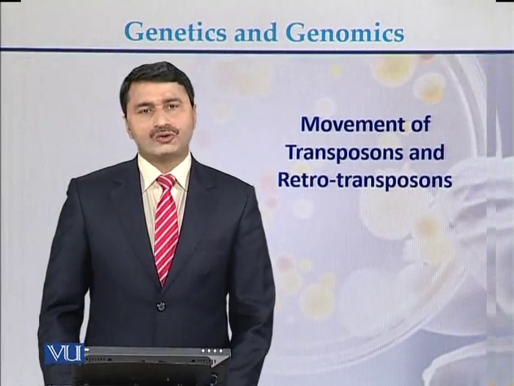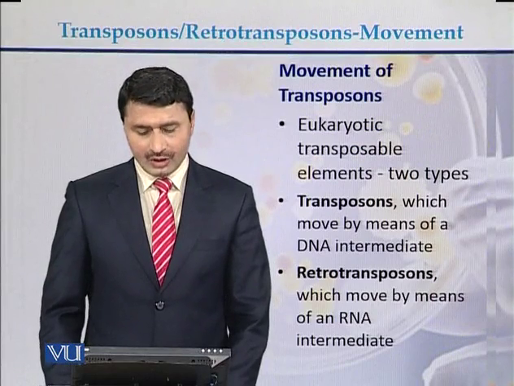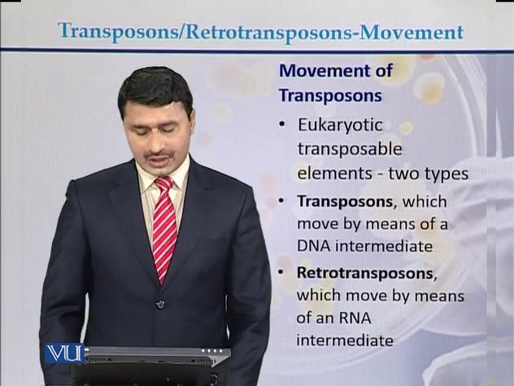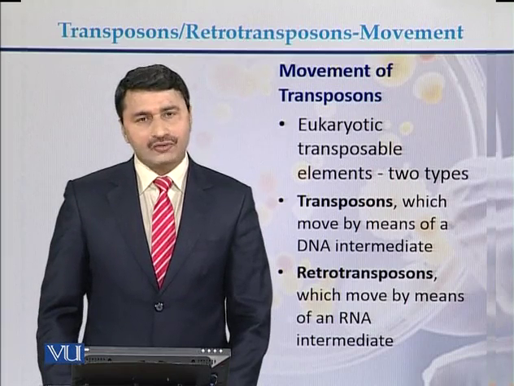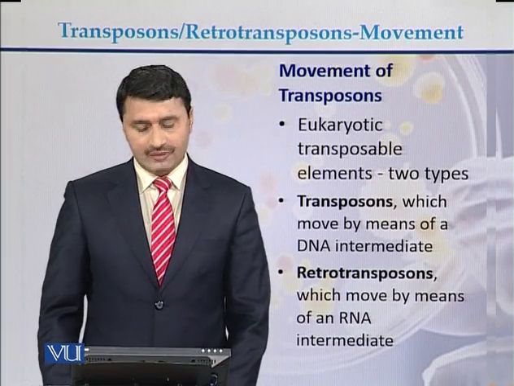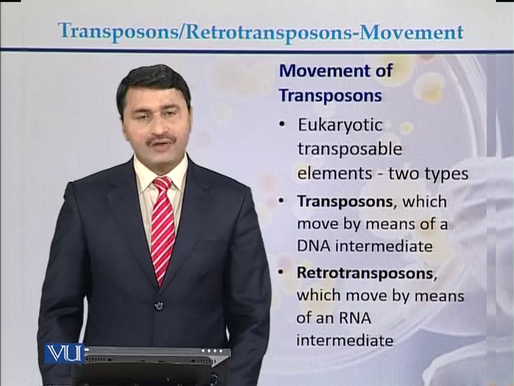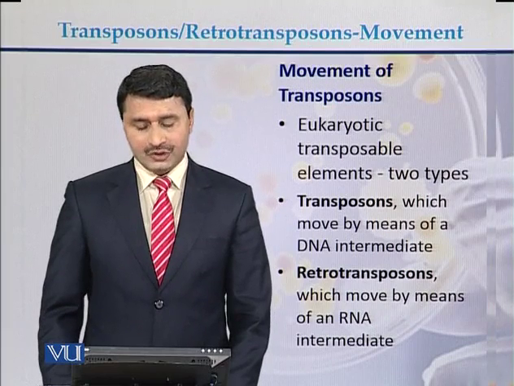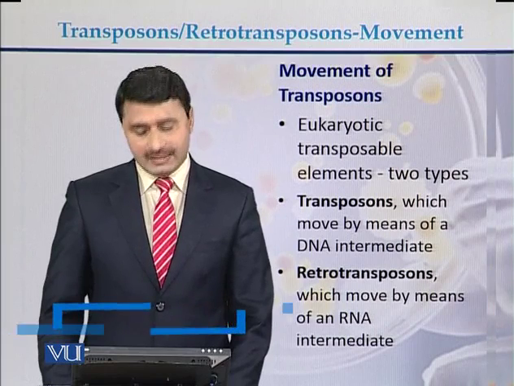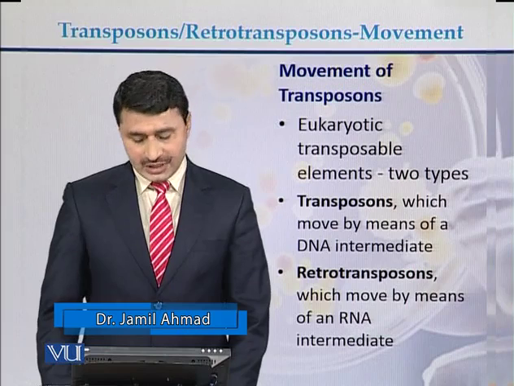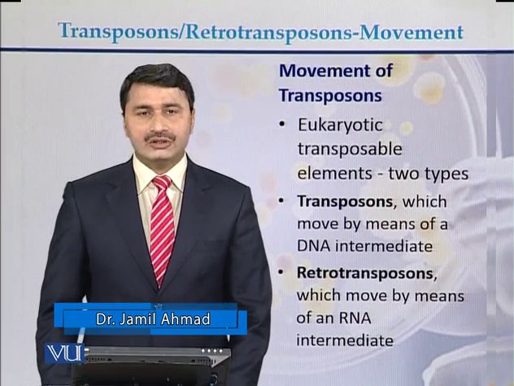Movement of transposons and retrotransposons. Movement of transposons. Eukaryotic transposable elements are of two types. They can be in the form of transposons, which move by means of DNA intermediates. The second type of eukaryotic transposable elements are retrotransposons, which move by means of an RNA intermediate.